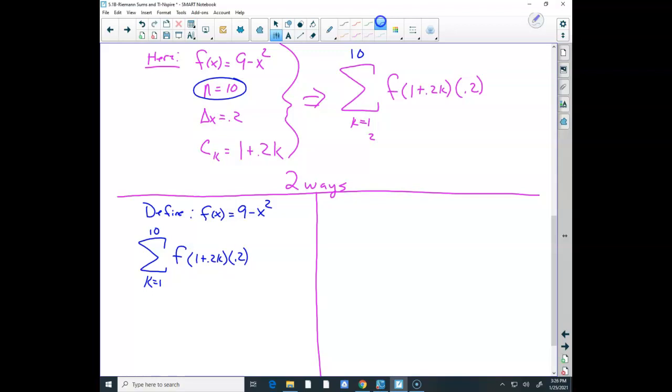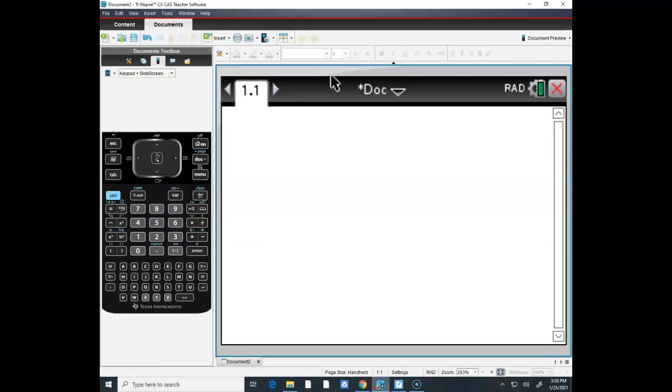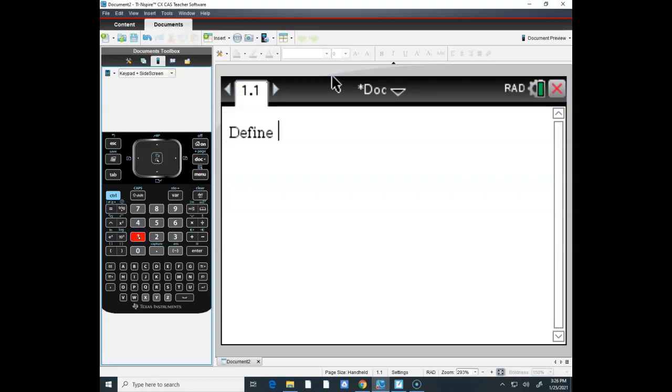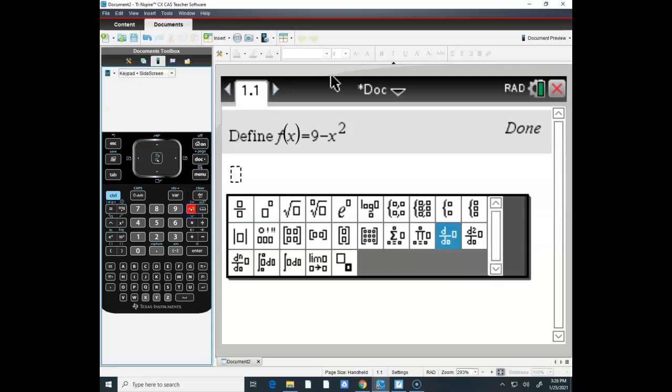So what we're going to do is come here to the calculator. First thing I need to do is press menu, actions, define, and I need to define f of x to equal 9 minus x squared. Okay, and it's done. And if you don't trust yourself, you can plug a couple values in there to make sure they'd be right on your graph.